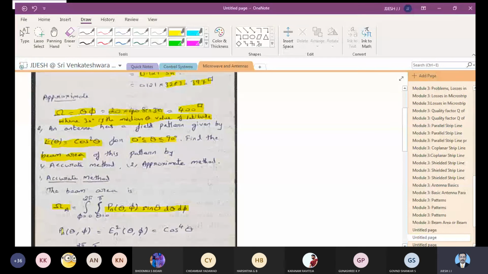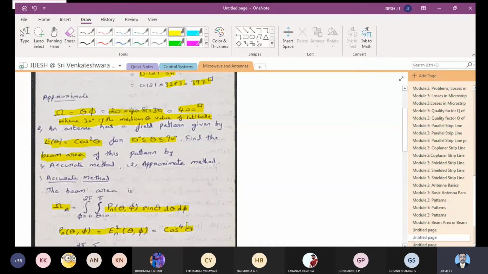So you are given cos square. Cos square will get converted to cos to the power of 4 theta, because you need the power pattern Pn in the beam area. The field is given as cos square theta, so the square of cos square theta gives cos to the power of 4 theta. Now you can substitute, because it is of the form Pn theta phi, and do the integration to find the beam area.